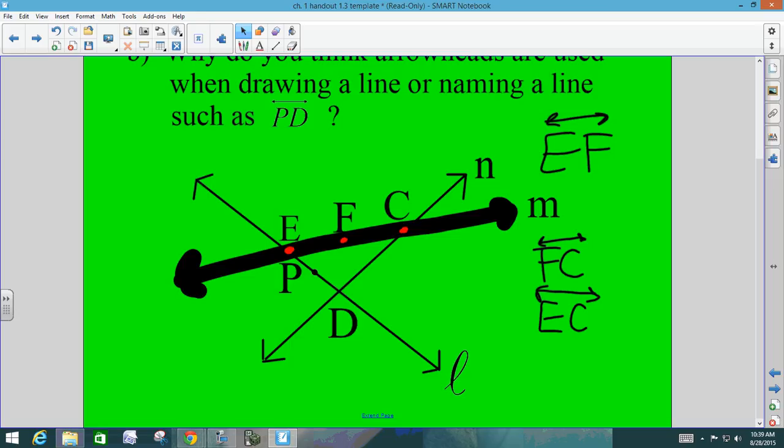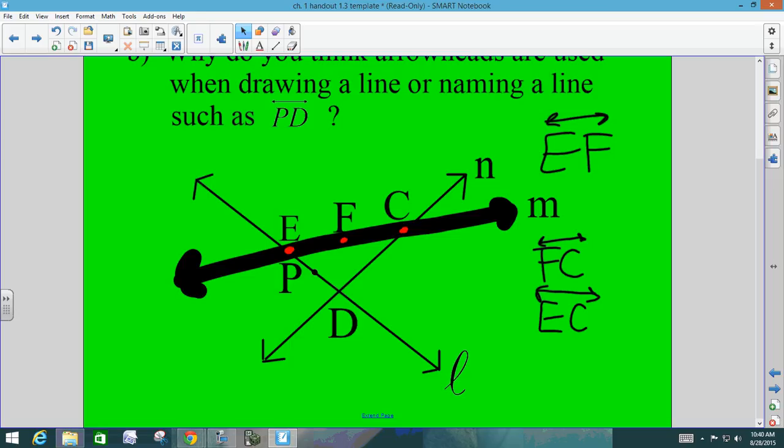Second part. Why do you think the arrowheads are used when drawing a line, or, excuse me, naming a line? Why do we put the arrows on the lines? What makes a line and not a segment?